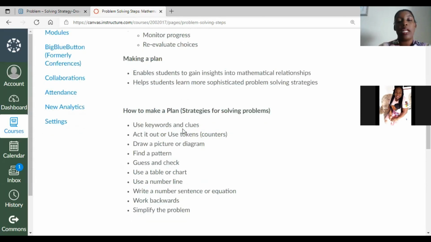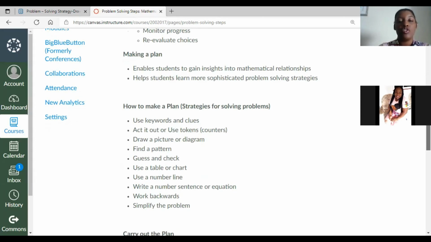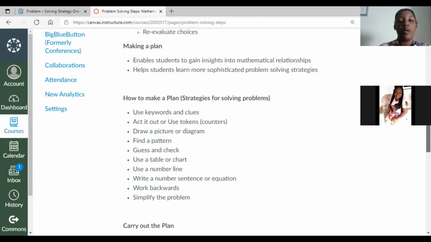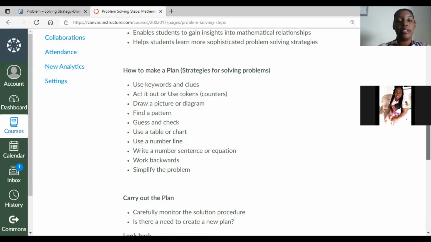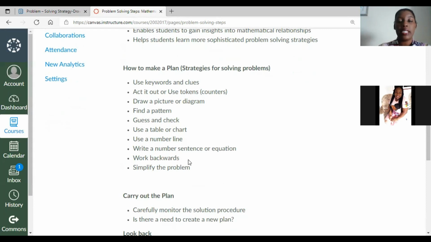Again, how to make a plan is to use keywords and clues, act it out, or use tokens or counters. We explained about those earlier. You can draw a picture or a diagram, find a pattern, guess and check, make accurate guesses and check to make sure that it is correct. We can use tables or charts, use a number line, write a number sentence or equation. We can also work backwards and simplify the problem.